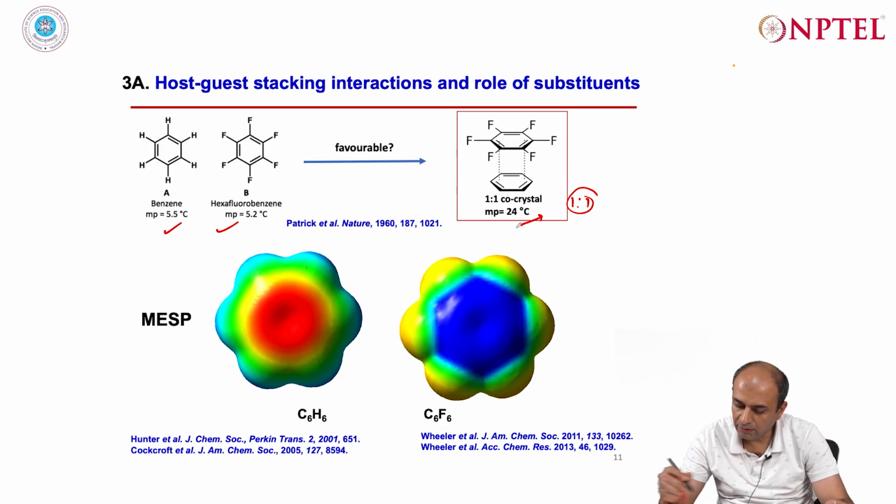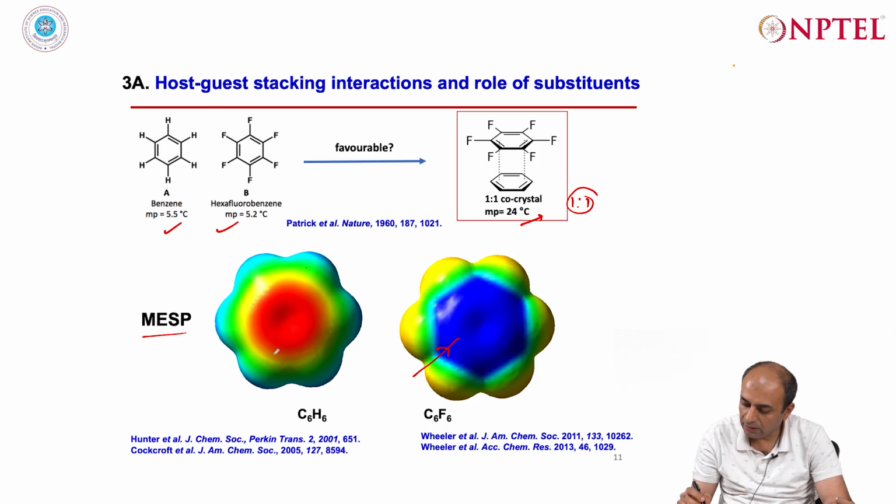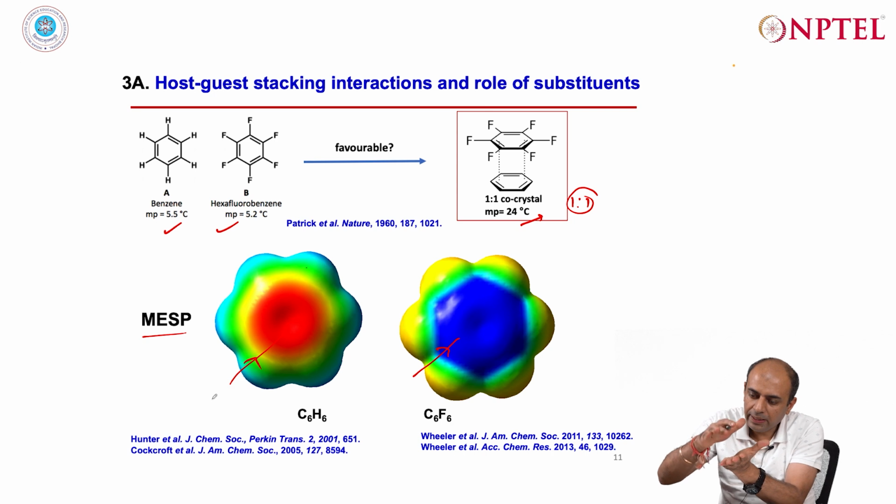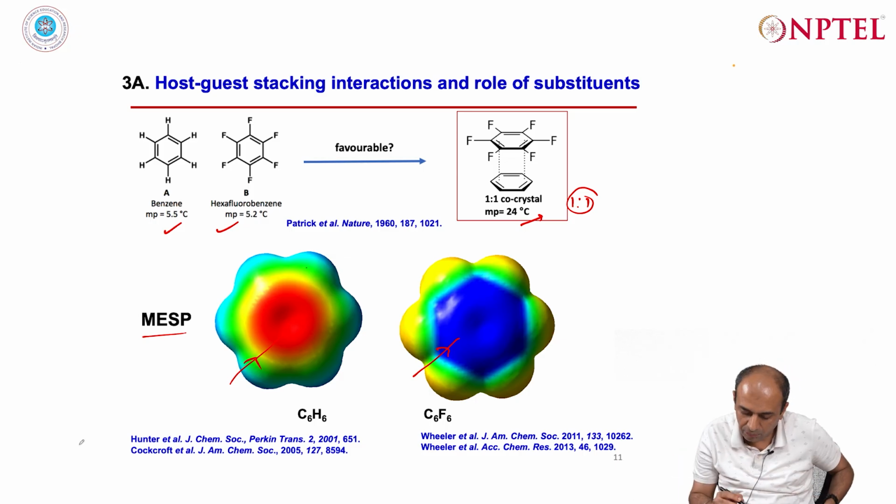And you can see very clearly from the molecular electrostatic surface potential that there is a nice complementarity. The C6F6 has a positive electrostatic potential, and benzene, in the central region, has a negative electrostatic potential. It is the complementarity between the negative and the positive electrostatic potential that favors the stacking of these host guest interactions, or you can say the donor acceptor complexes.